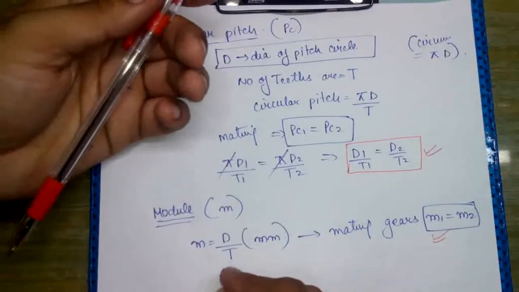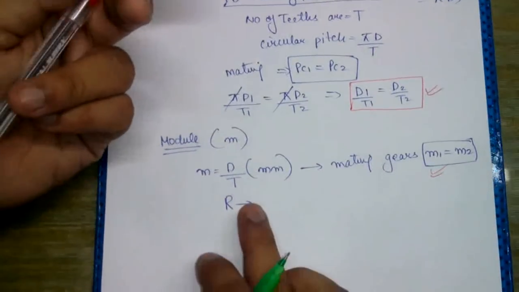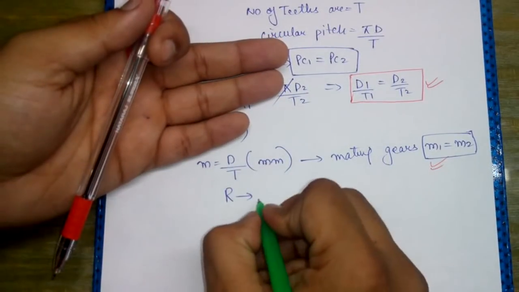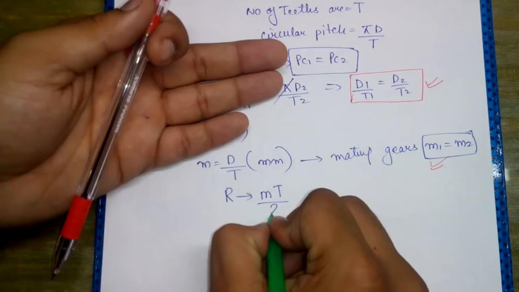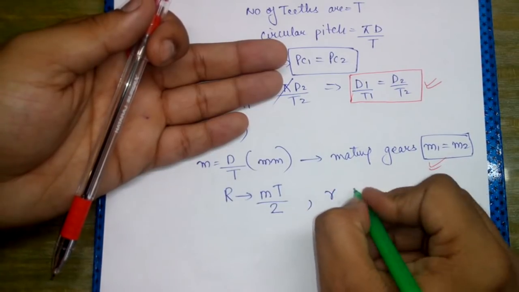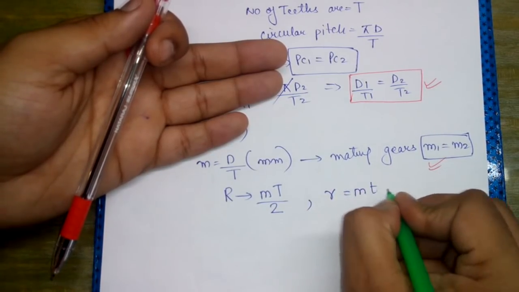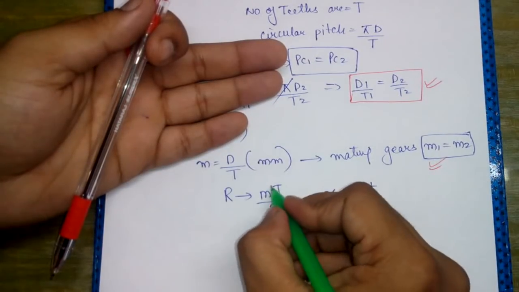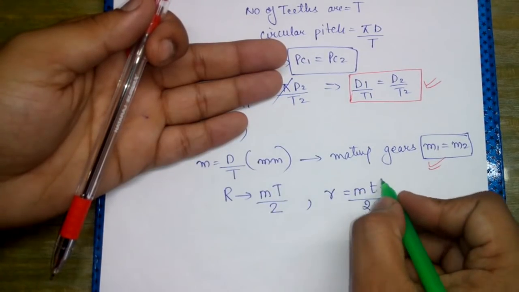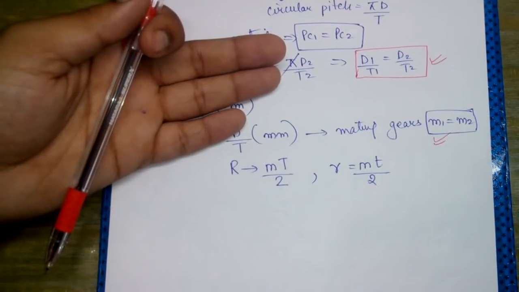And capital R is actually the radius of the bigger gear. This would be equal to small m into capital T by 2, and the radius of the smaller gear would be equal to m into small t by 2, where capital T is the number of teeth on the gear and small t is the number of teeth on the pinion.